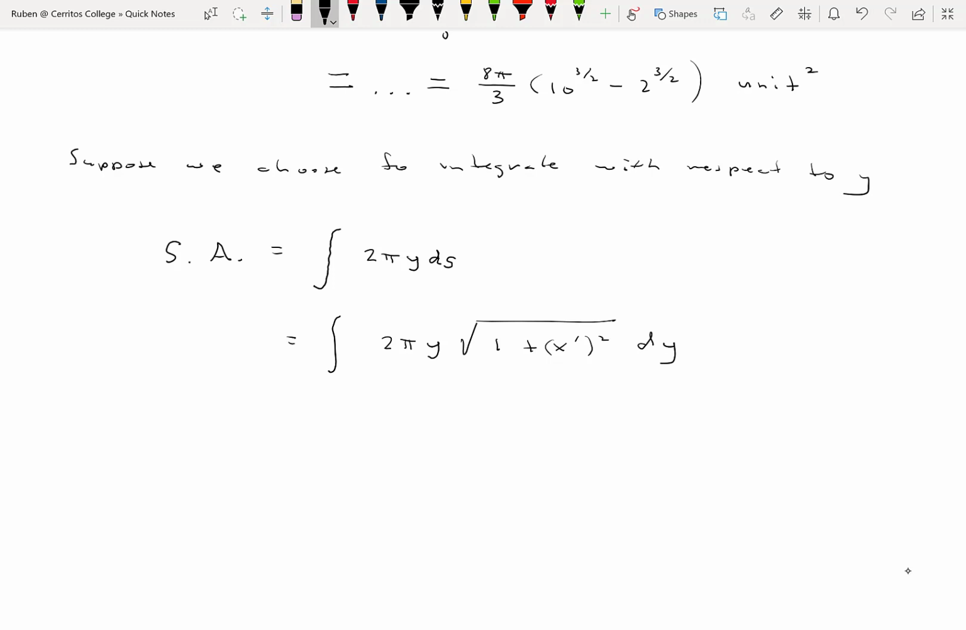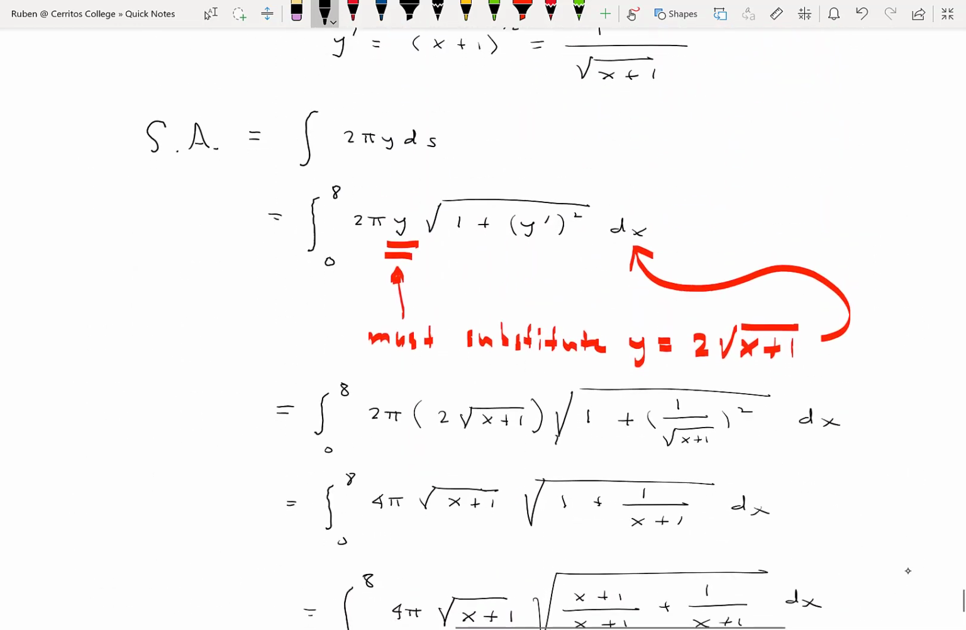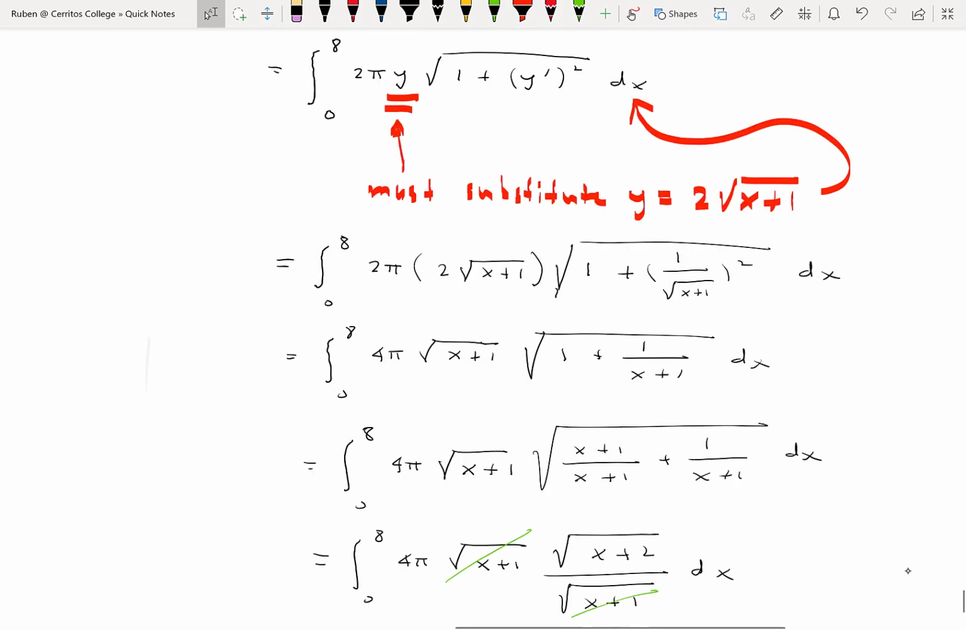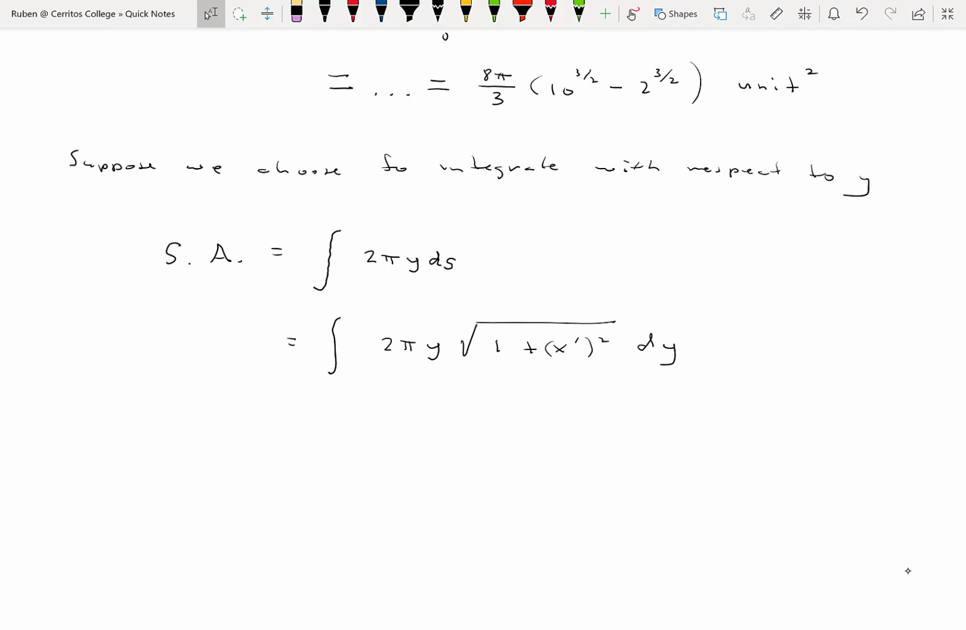Now notice again what we had to do when we chose to integrate with respect to x. In the formula for surface area, we have 2 pi y. So if we choose to integrate with respect to x, we're going to have to substitute the original function as a function of x into the integral formula. But if we choose to integrate with respect to y, we need not, in fact we cannot, substitute anything for y. Y is already the variable of integration. So we leave it.